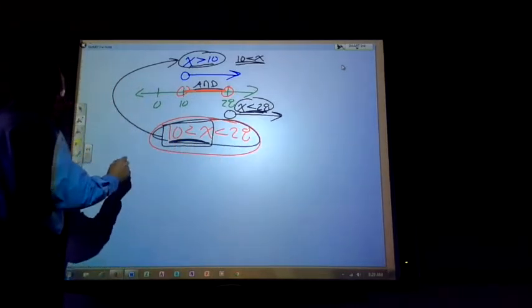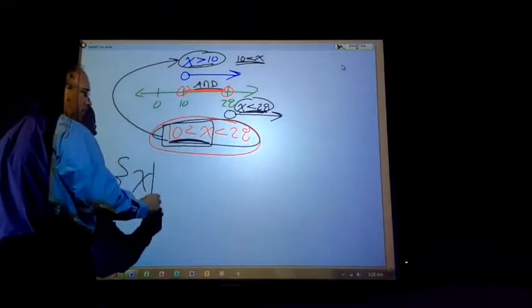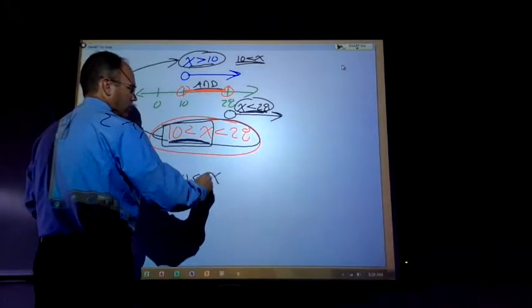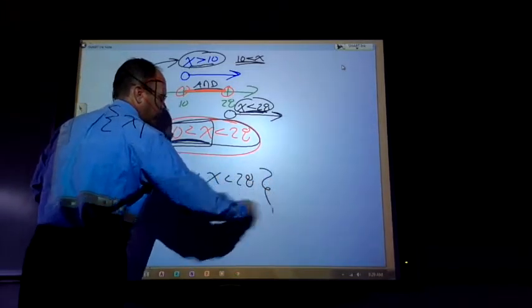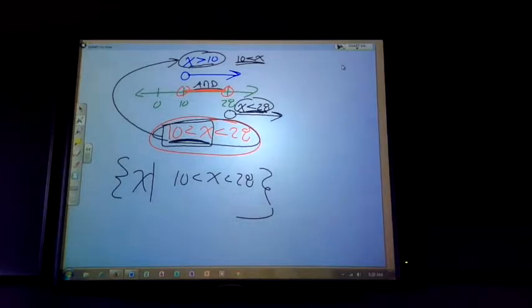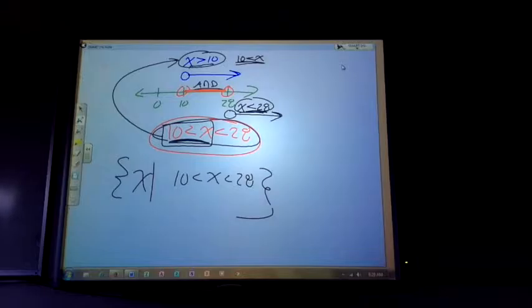So if I wanted to make this an interval notation, x such that 10 is less than x, which is less than 28. That's a little different. We're going to work with those a little bit.